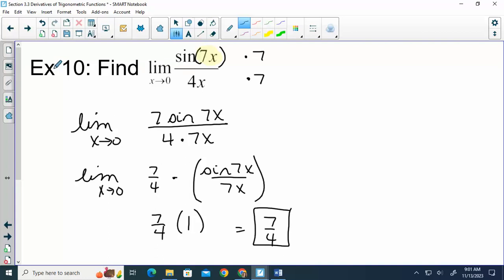Any questions there? A lot of times our strategy on this problem is going to be reintroducing a number or coefficient into here so that we get the same argument and denominator.